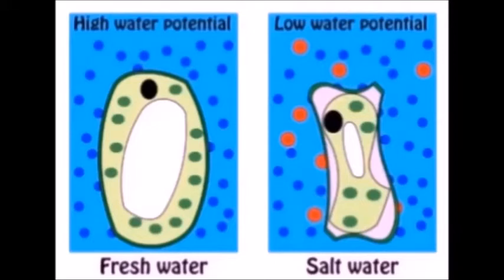It swells up or turgidity takes place. Why so? Because there is more water molecules outside than the inside. So they move from outer side to the inner side and makes the plant cell turgid. It swells up. This is called deplasmolysis.